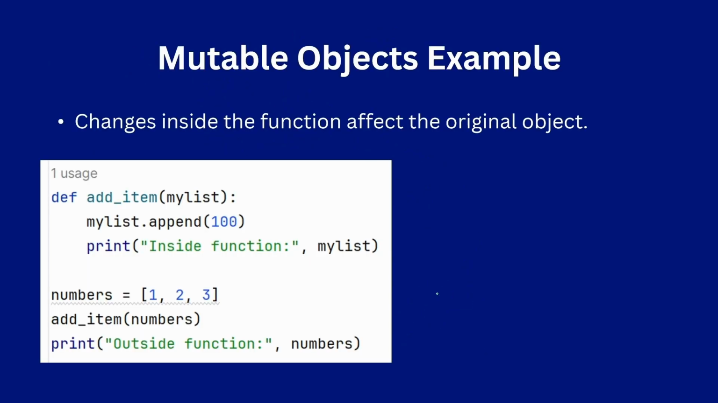Okay, so the next topic is mutable objects example. So change inside the function affects the original value. Here what we are doing is we have this list of numbers 1, 2, 3. Then we are adding an item to this list. We are calling this function add item, and inside this add item function we are appending this value 100 to the original list. Then we are printing that list, my list, inside the function, and outside also we'll see that the list has changed. I'll just show it on PyCharm.